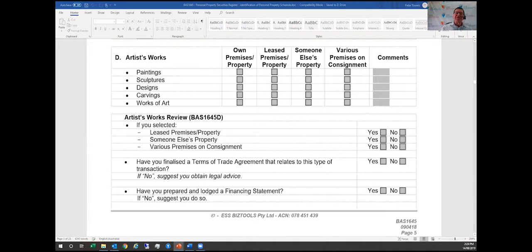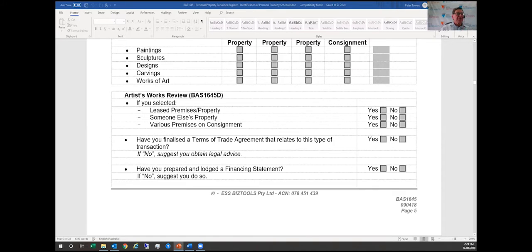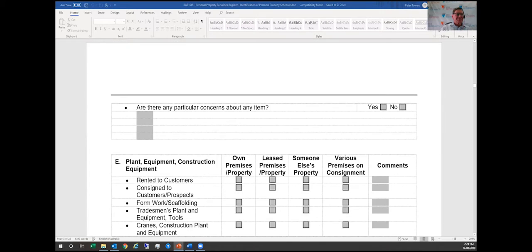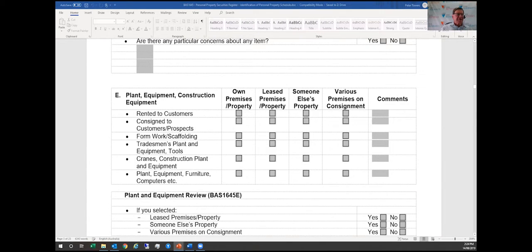New Zealand has had this legislation for about 5 years longer than Australia, and in lots of ways we have followed their legislation, not completely, but in lots of ways. And the courts have taken into account New Zealand court decisions when the Australian courts have been asked to make some judgments. Plant and equipment, things like signs or any other sort of product rented to customers, but work scaffolding equipment, tradesmen's plant and equipment, cranes.